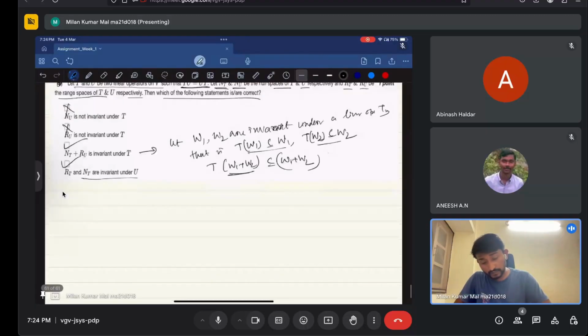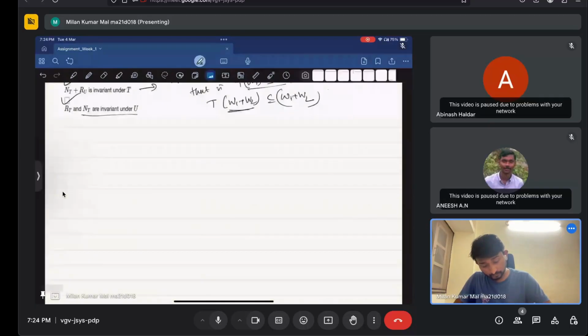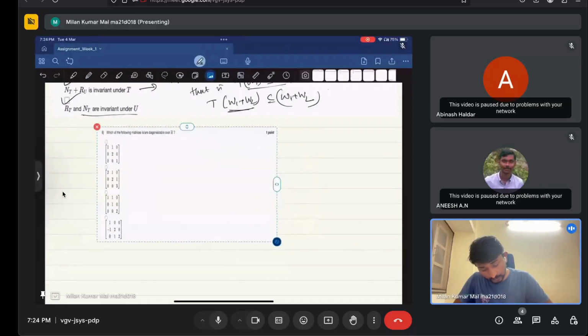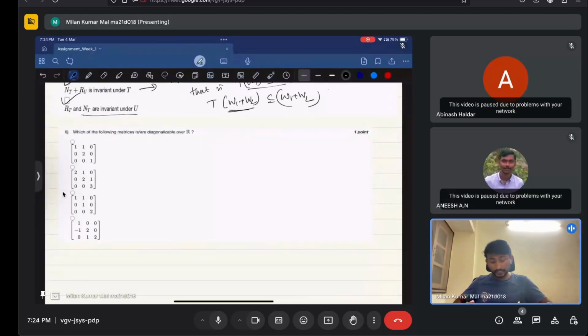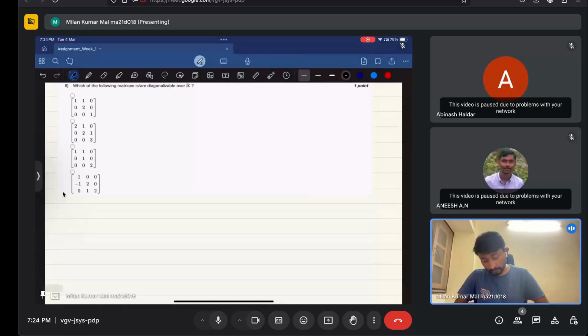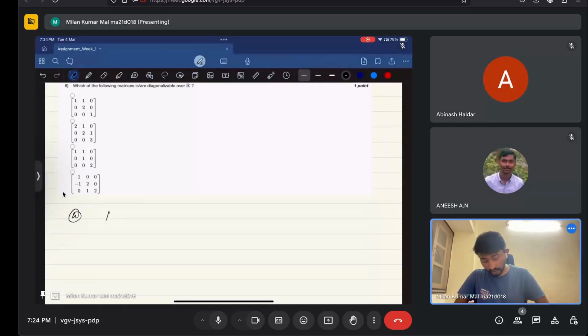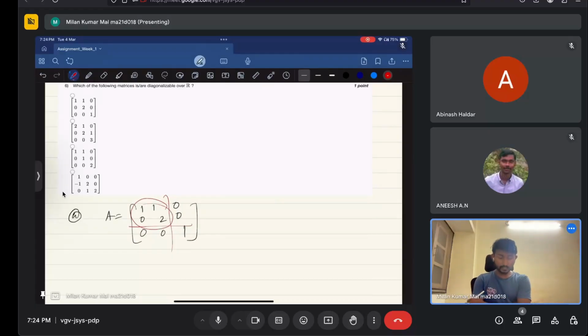Okay, so now the next question. The question is which of these matrices are diagonalizable over R. There is no option here, we have to check one by one. Let's take option A, that is, consider A equals the matrix with rows 1 1 0, 0 2 0, 0 0 1. One can look at this matrix and write it in this way. If you want, you can diagonalize this matrix with eigenvalues 1, 1, 2, so therefore it will be diagonalizable.